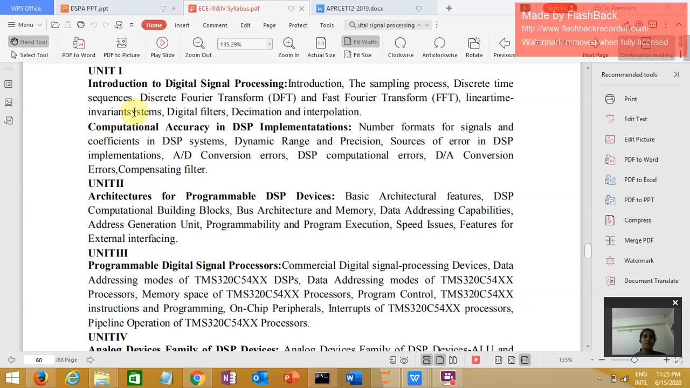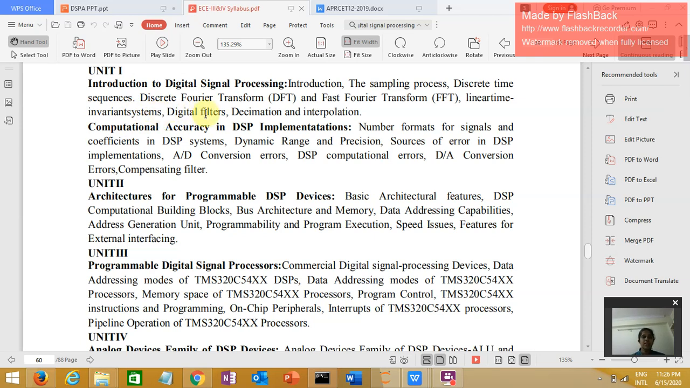It does not vary with time. It will be maintained constant. The input and output relations of the DSP system will be maintained constant at all times. That's why we call it time invariant. If a system satisfies both linearity and time invariance, we call it a linear time invariant system.